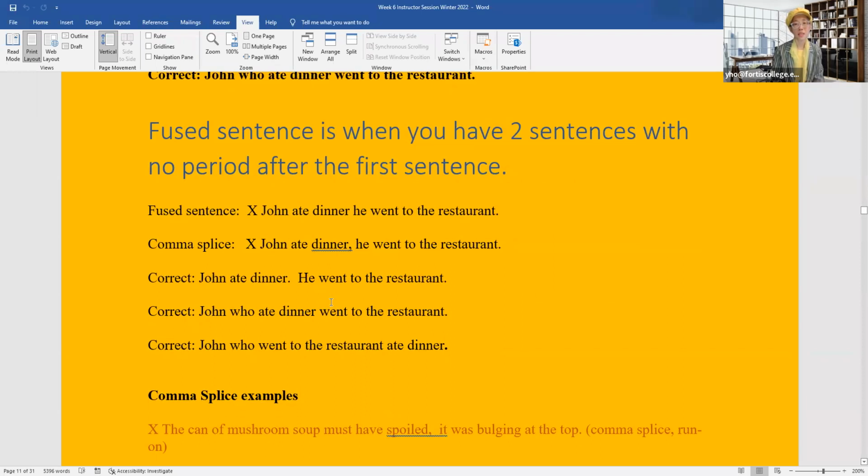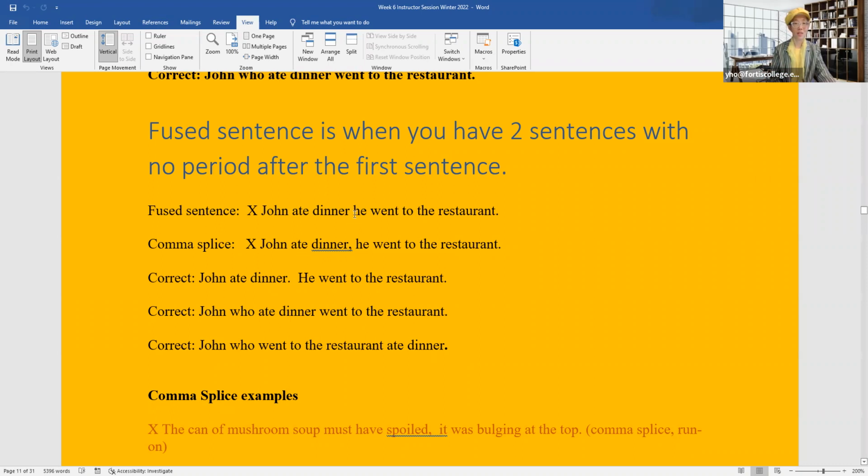A fused sentence is when you have two sentences with no period after the first sentence. So that's the same thing, okay? John ate dinner. You can fuse the two sentences together, if the two sentences have the same subject, by using a relative clause. So you could say: John ate dinner, he went to the restaurant. That's correct. Or you can say: John, who ate dinner, went to the restaurant. Or you can say: John, who went to the restaurant, ate dinner. You cannot say: John ate dinner he went to the restaurant.